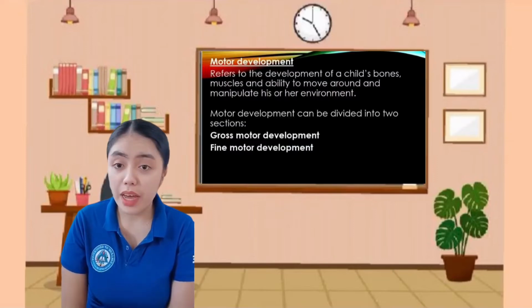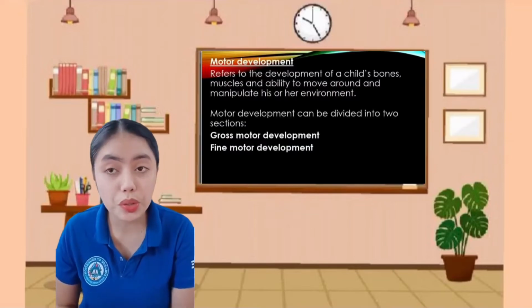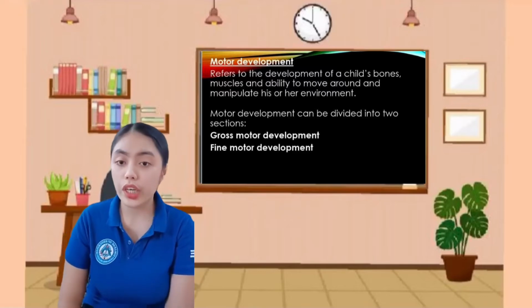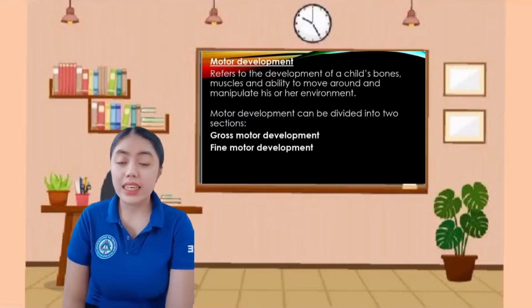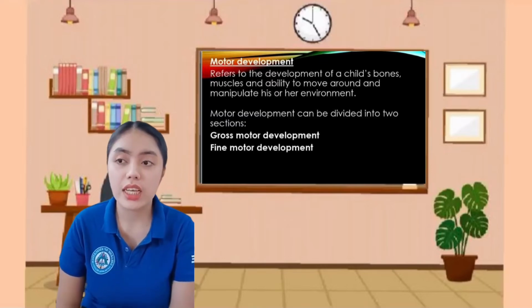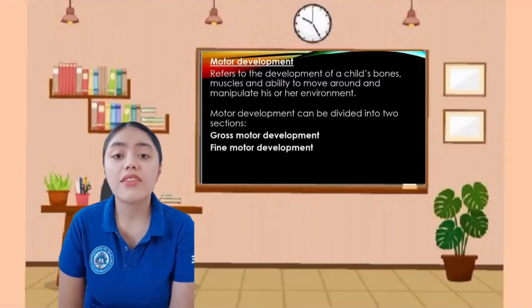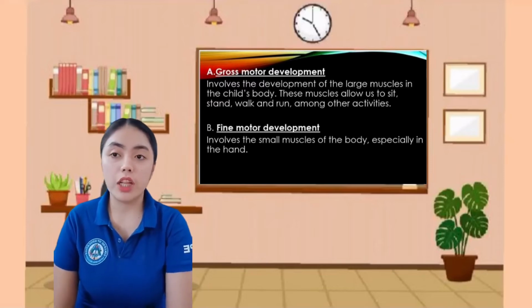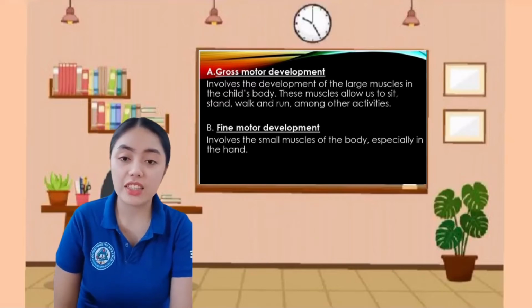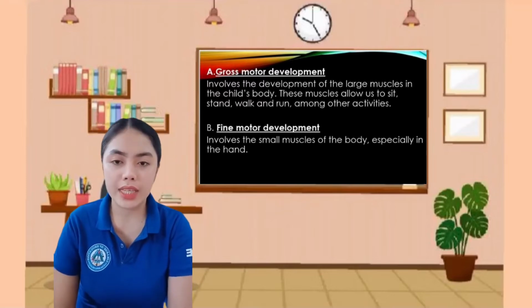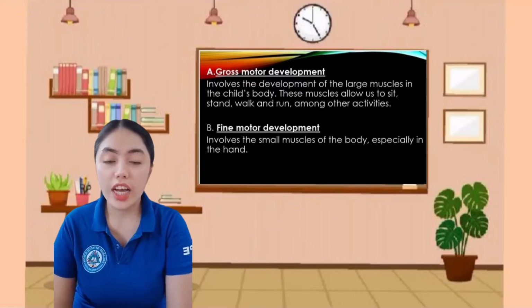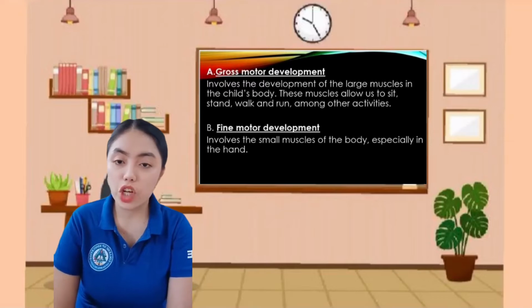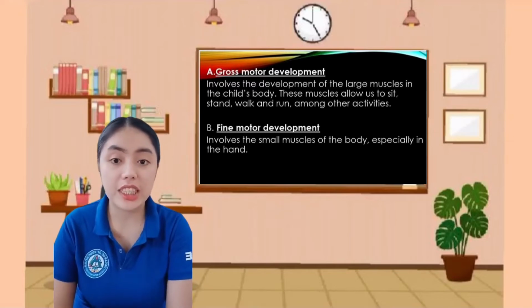Now, motor development refers to the development of a child's bones, muscles, and ability to move around and manipulate his or her environment. Motor development can be divided into 2 sections: gross motor development and fine motor development. Gross motor development involves the development of large muscles in the child's body. These muscles allow us to sit, stand, walk, and run, among other activities, while fine motor development involves the small muscles of the body, especially the hand.